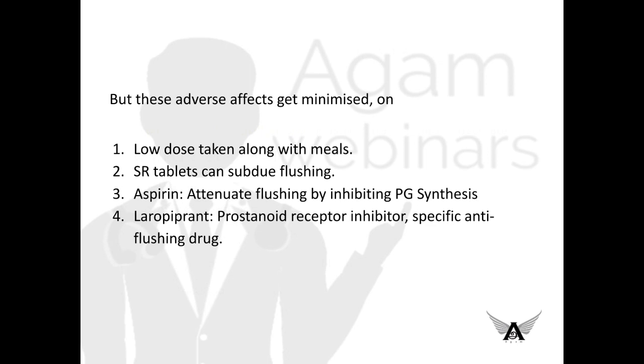Can these adverse effects be minimized? Yes, in four ways. First, low doses can be taken along with meals. Second, sustained release tablets can subdue flushing. And we have two drugs, aspirin and laropiprant. Aspirin reduces flushing by inhibiting prostaglandin synthesis. Laropiprant is a specific anti-flushing drug. To prevent that cutaneous vasodilation, laropiprant can be given. It's a prostanoid receptor inhibitor.